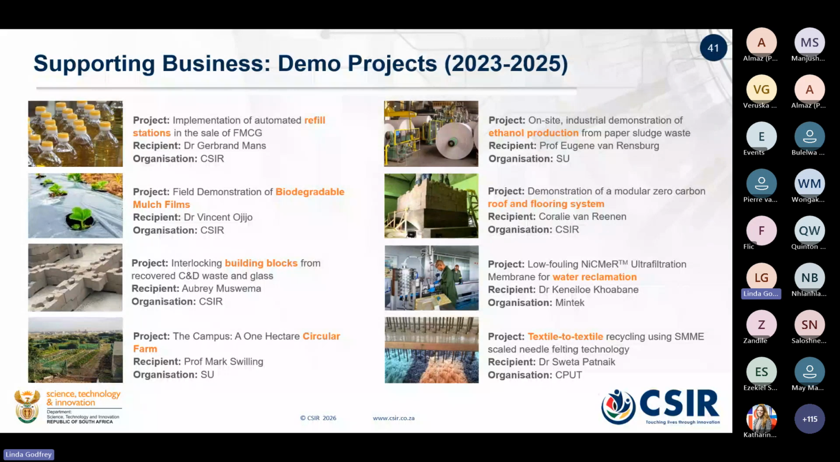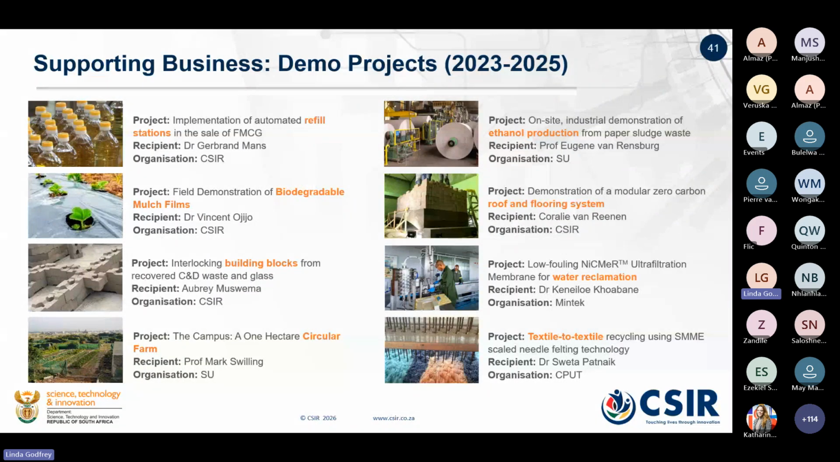There was the automated refill station project. This project has been completed, and many of you may have seen the lovely YouTube video. It's called Skubu. It's based in Diepsloot, where community members can bring their own containers, they can tap and they can refill on a number of different foodstuffs as well as household products, detergents, at a significantly lower cost than what they would pay in a supermarket, for example.